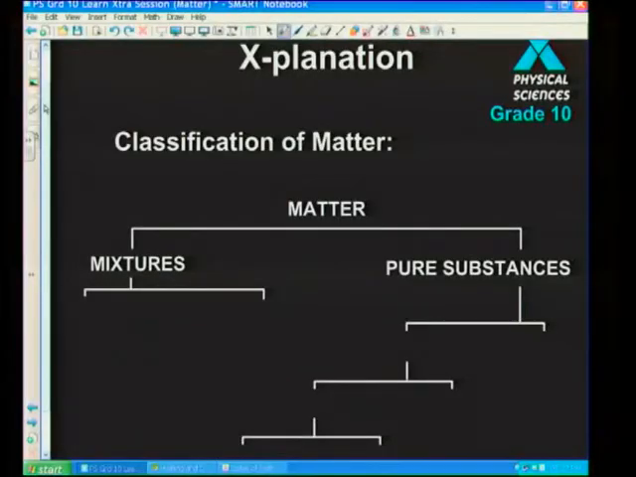We're going to look now at how we can classify matter, having looked at some of the properties of matter, and we'll have a little longer look at matter in more detail. Right, now here's a sketch of how we can classify matter. The first thing to say is that we can get pure substances and we can get mixtures. I want to clarify the difference between a mixture and a pure substance.